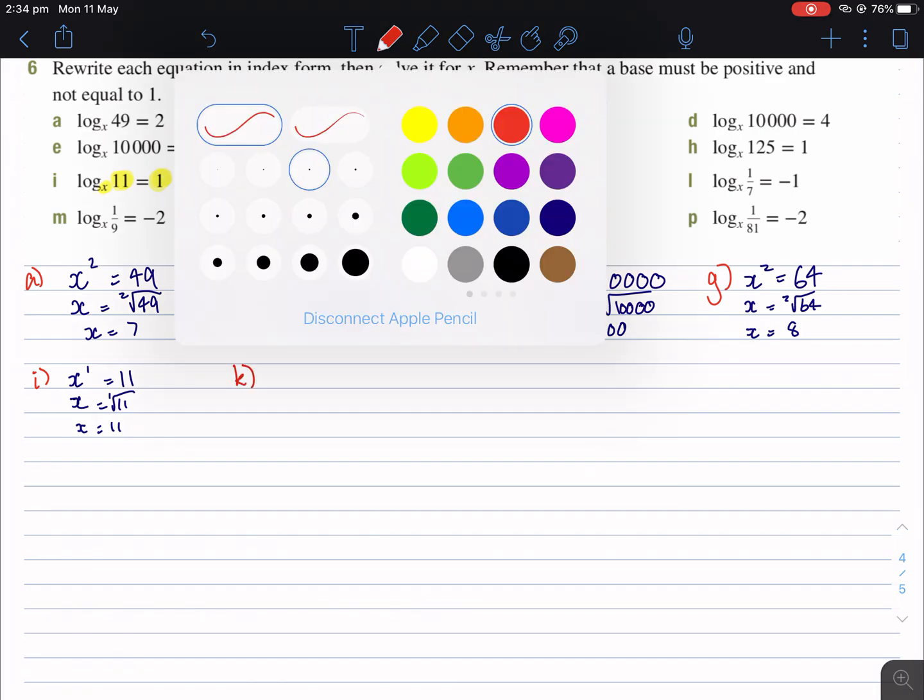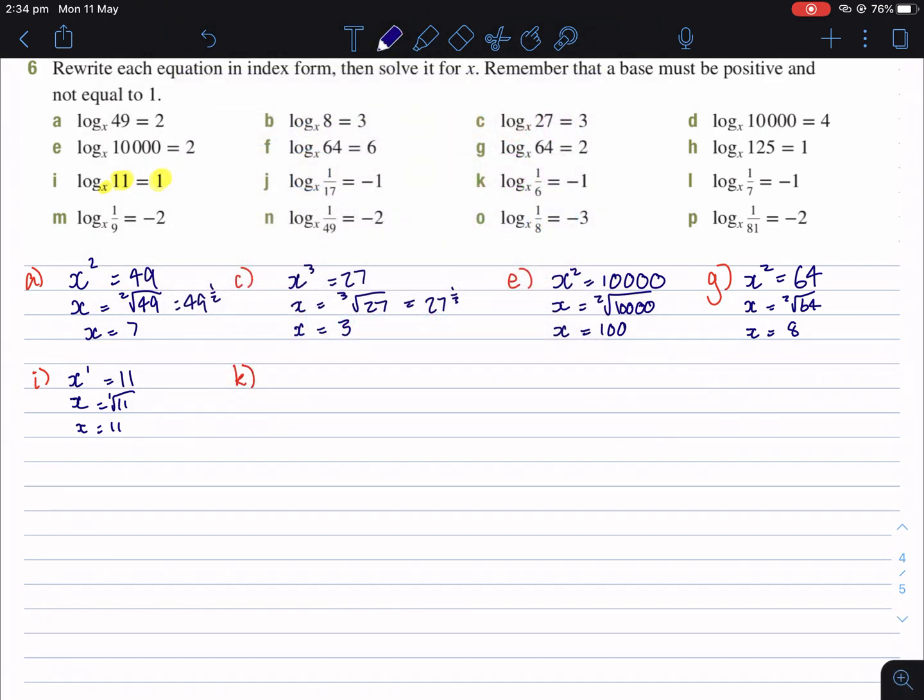JK. Okay, we've got x to the minus 1 equals 1 on 6. Well, that's the same as x to the minus 1 equals 6 to the minus 1. So what do you reckon x is? 6.